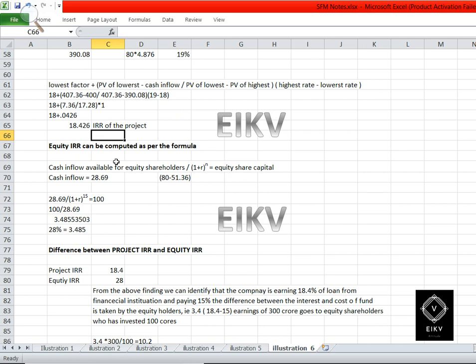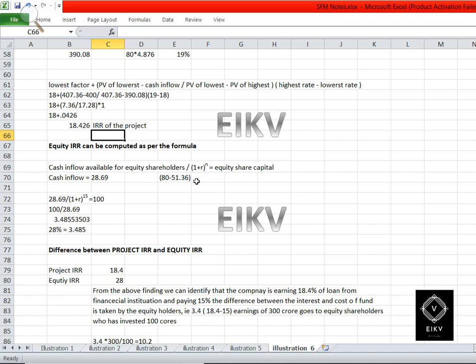So now we will compute the equity IRR. The formula for computing equity IRR is cash inflow available for equity shareholders divided by 1 plus R, the whole raised to n. For the computation of cash inflow for equity holders, we need to deduct the loan amount or the EMI amount from the annual cash flow of the project. The annual cash flow of the project is 80 crore, which I have explained earlier: 100 crore is the total collection charges minus 20 crore as maintenance.